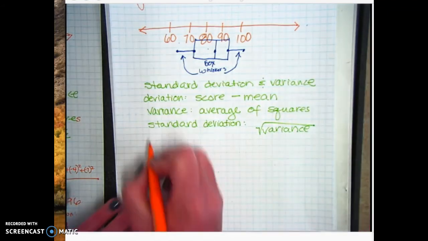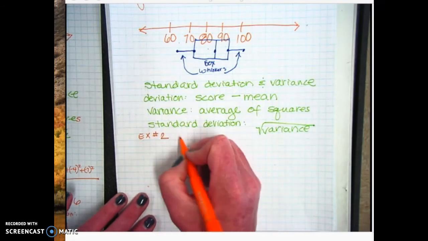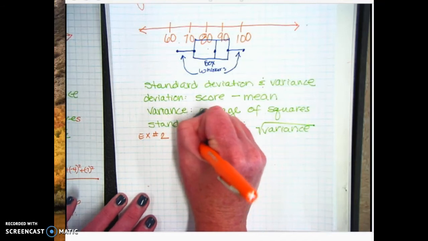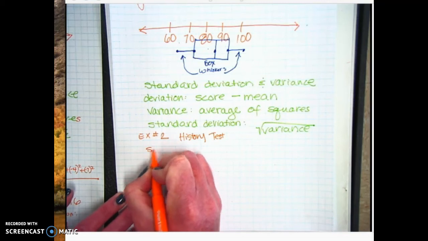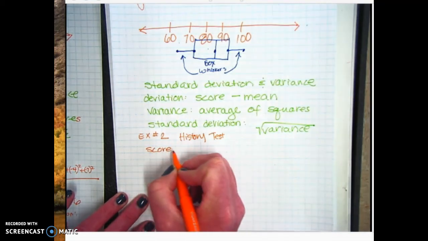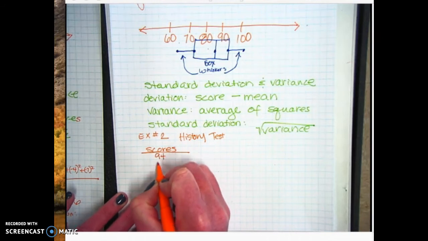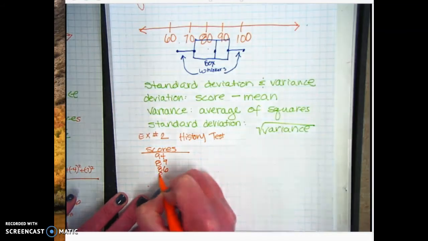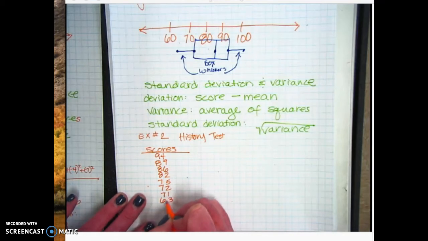Okay? So this is example number 2. This is going to be history test scores. All right. And so here are a list of the scores. Somebody got a 94. Sweet. 89, 86, 82, 75, 72, 71, 63.